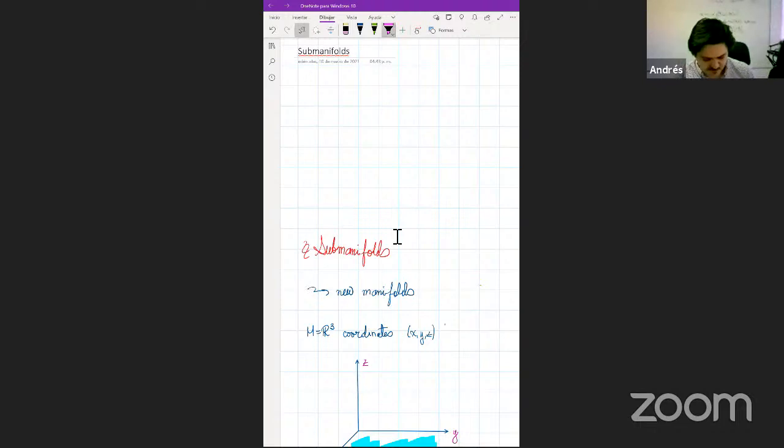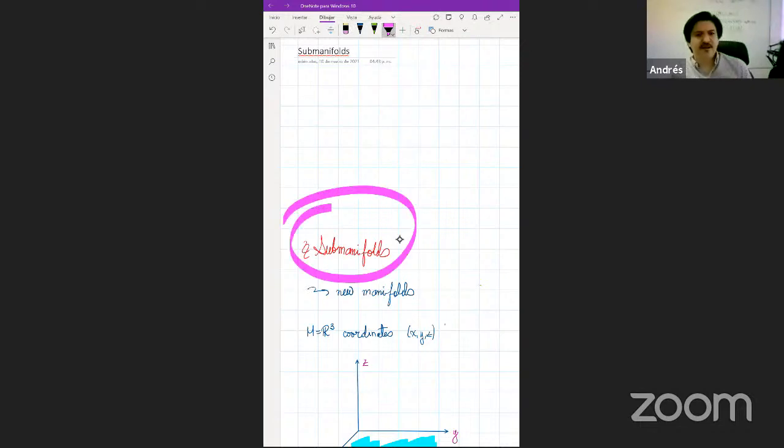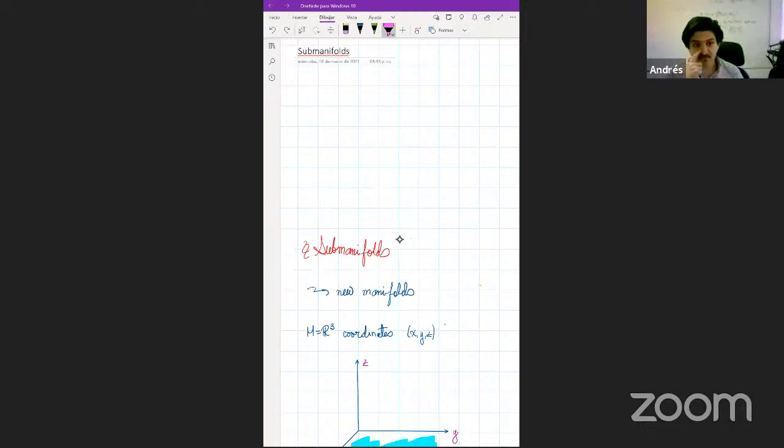Okay, so we're going to see submanifolds. But also this will give us many examples of manifolds as we know it. So it is important that it is a subset of a manifold, but at the same time, we will see examples at the end of the class where we will see new manifolds that we haven't seen before.